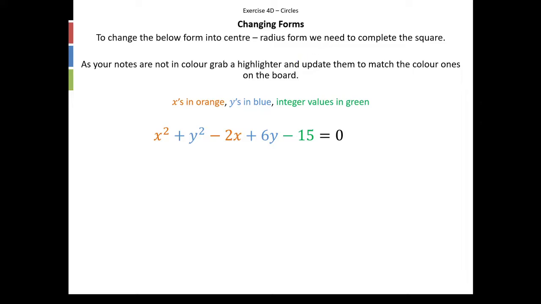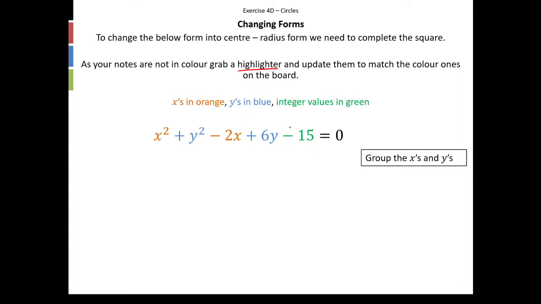Now, I've used some color here to help try and make this a bit clearer. Your notes, I can't remember if they're printed in color or black and white. They might be in black and white, so I suggest you go and grab yourself a highlighter and highlight each of these sections in different colors so it makes it clear. So any terms with x in them, we make one color, so our x squared and our negative 2x. Any terms with y in it, we group together as one color, so y squared and the 6y. And then any constants, so negative 15 and negative 4 or plus 8, anything that doesn't have a variable in it, an x or a y, we make a third different color.